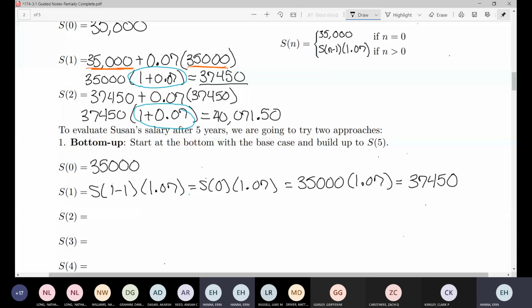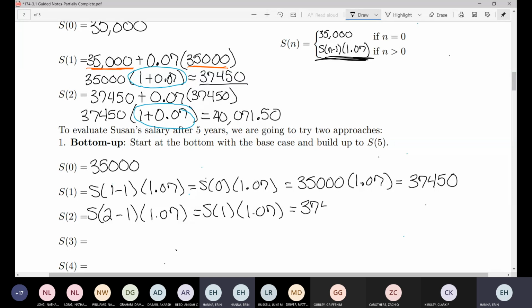And then if I want to find S of 2, well, if I use my function idea here, N is 2, so I have S of 2 minus 1 times 1.07. So S of 1 times 1.07. So it's 37,450 times 1.07. Which again, that one we already found. And now we finally get into ones that we didn't have yet. But it's the same kind of idea.